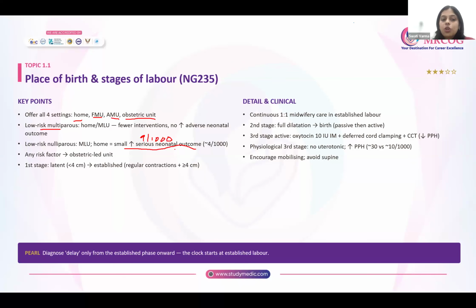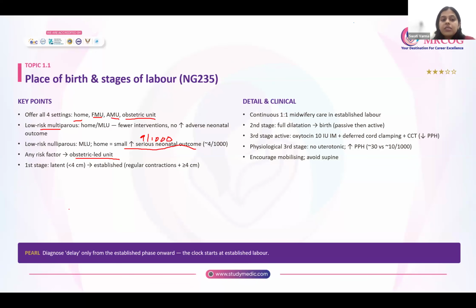Due to this reason, low-risk nulliparous women are usually advised to birth at midwifery-led units. However, it depends on their choice. All the benefits and risks are explained and then they are free to decide. However, if any risk factor is there, depending on maternal or fetal or previous history, then they are strongly advised to birth in obstetric-led units. So this is in brief regarding the place of birth.